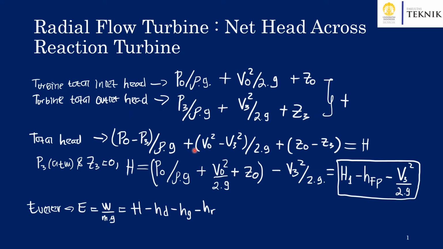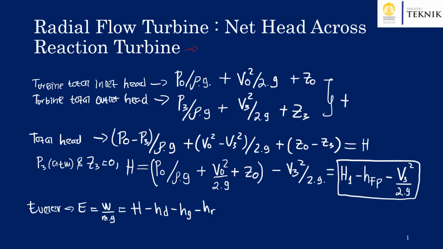Now let's see the next part, that is the net head across reaction turbines. That can be described as the difference in the total head between the inlet flange and the tail water level. So if you go back to the previous slide where we see the construction of a reaction turbine, there we can see these 2 points where the head difference is being identified.